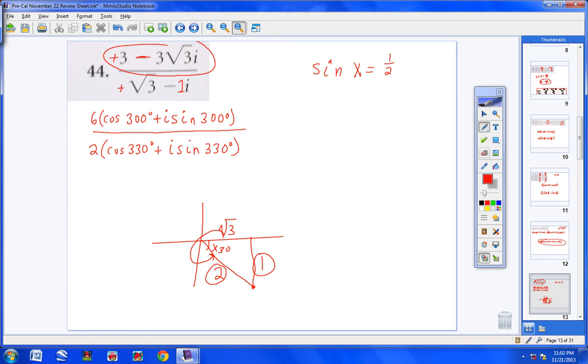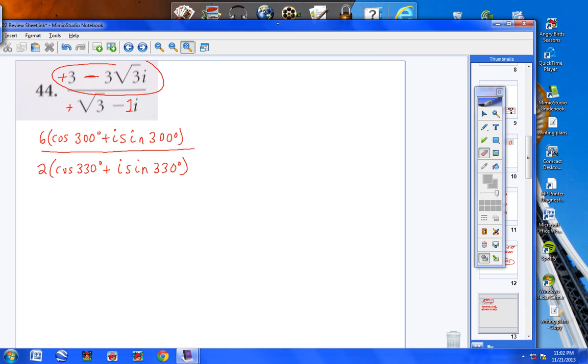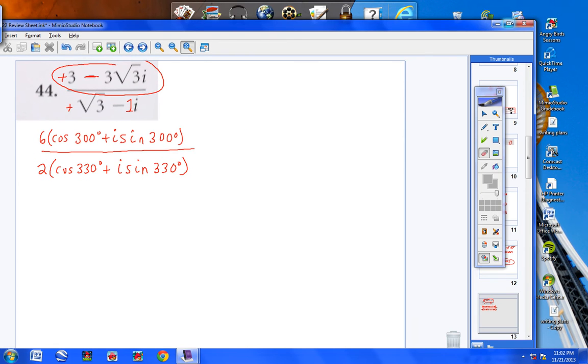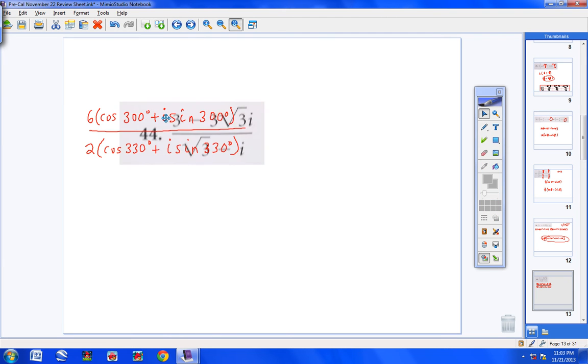There. That's a lot of work, but what we've done is we've taken these two complex numbers that were written in standard form, and we have rewritten them in trig form. So what I'm going to do now is I'm going to get rid of this. I don't need it. I've rewritten it into this form right here. So I'm going to put it down here and get rid of it.